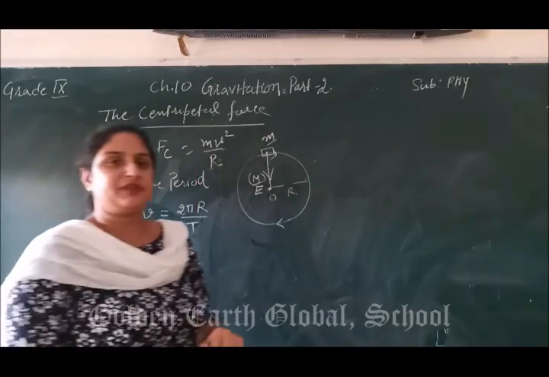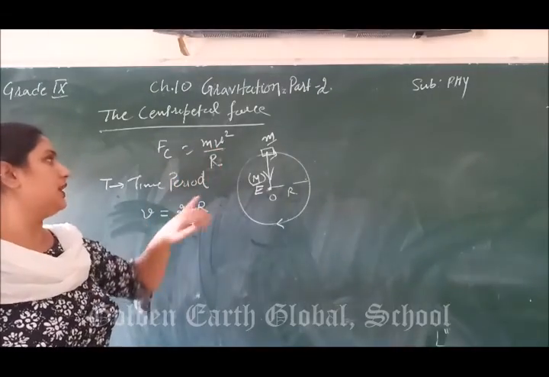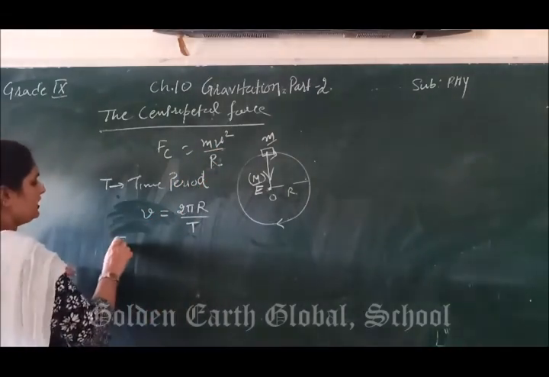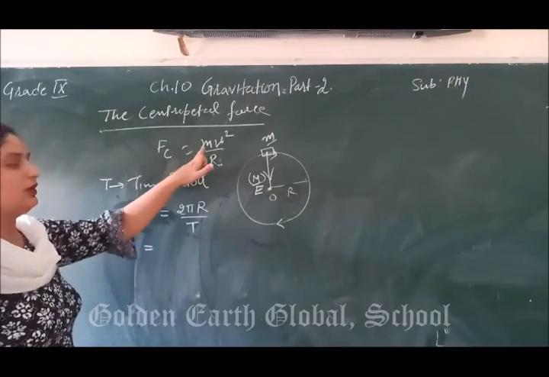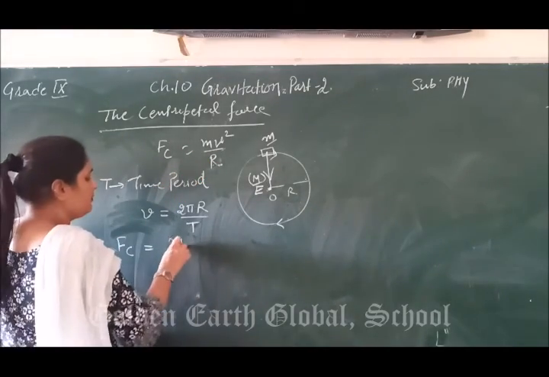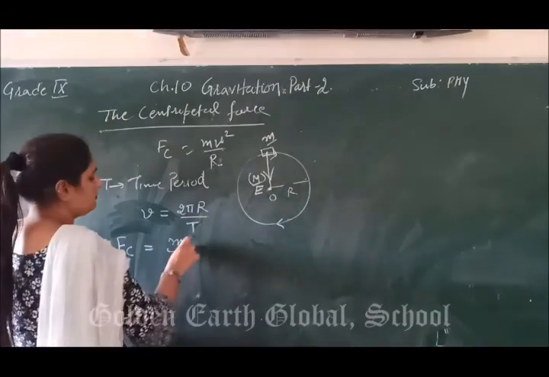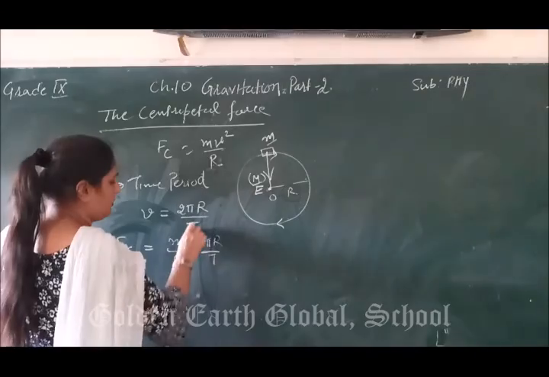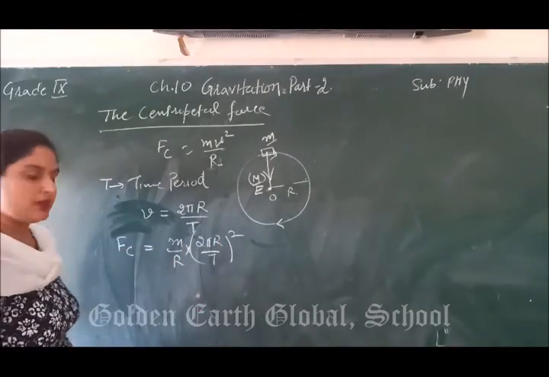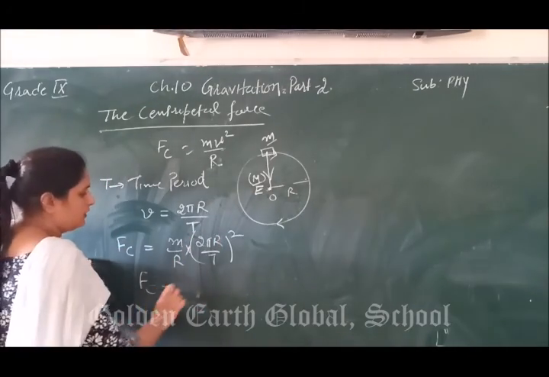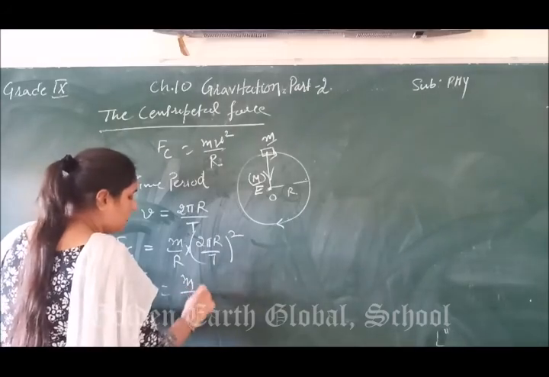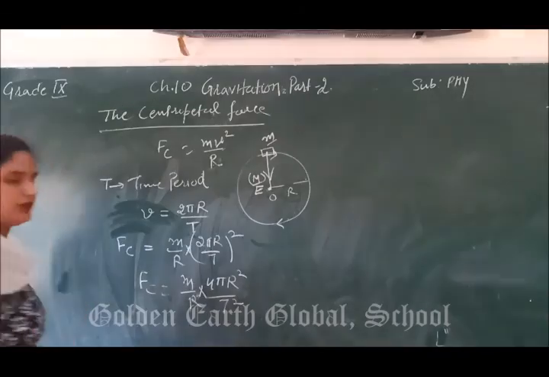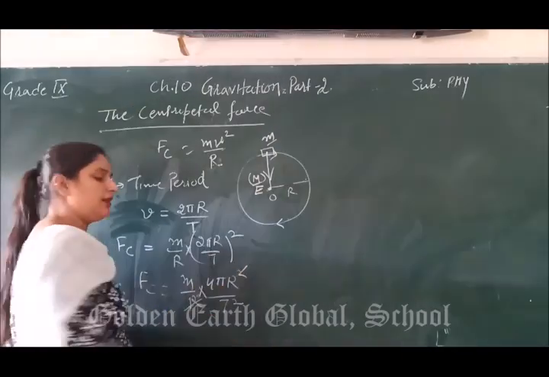Centripetal force Fc is equal to mv square upon capital R. Now Fc will be equal to, if I put the value of v here, m by capital R into 2 pi R upon capital T whole square. So Fc will be equal to m by R into 4 pi square R square upon T square. From one R, R cancels.